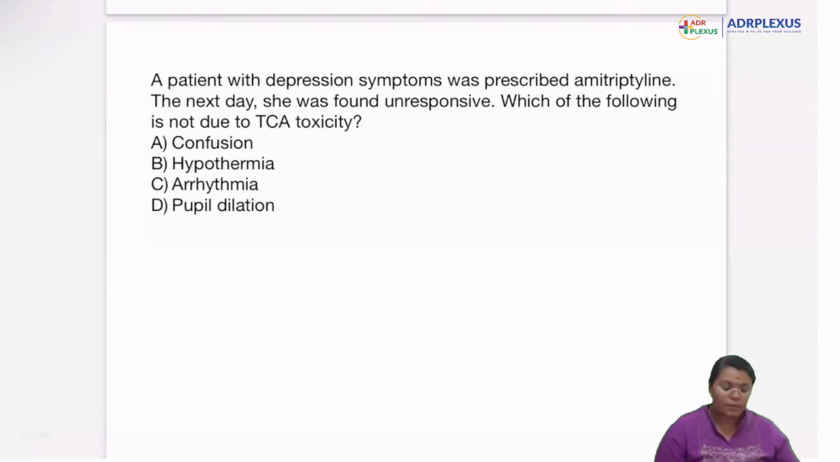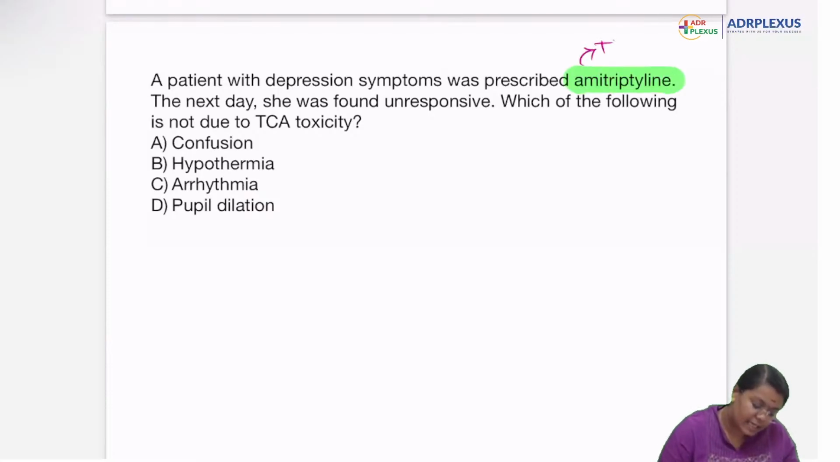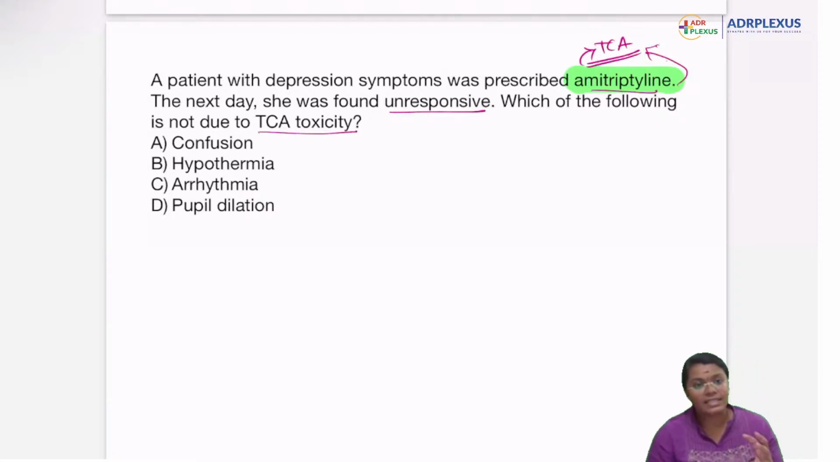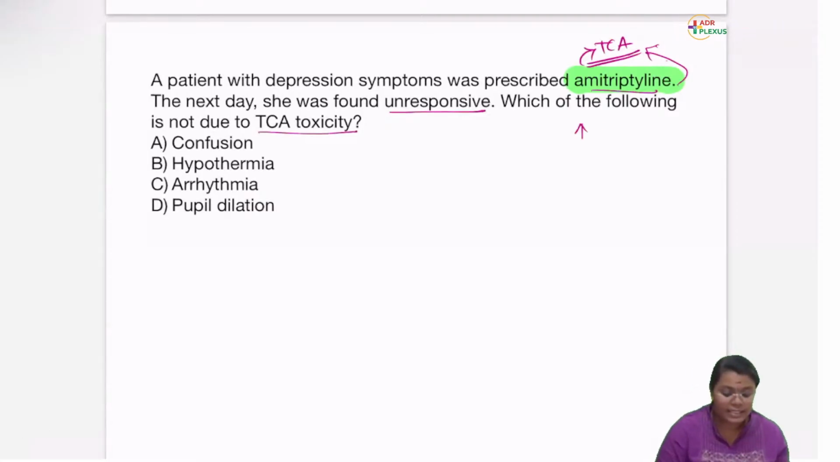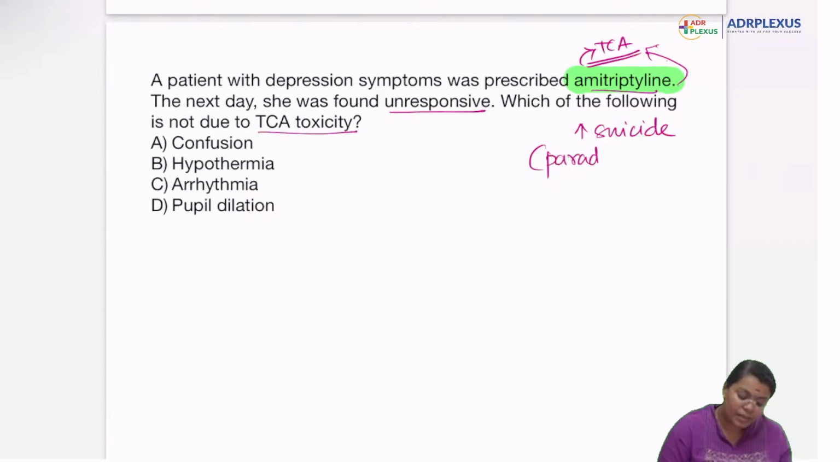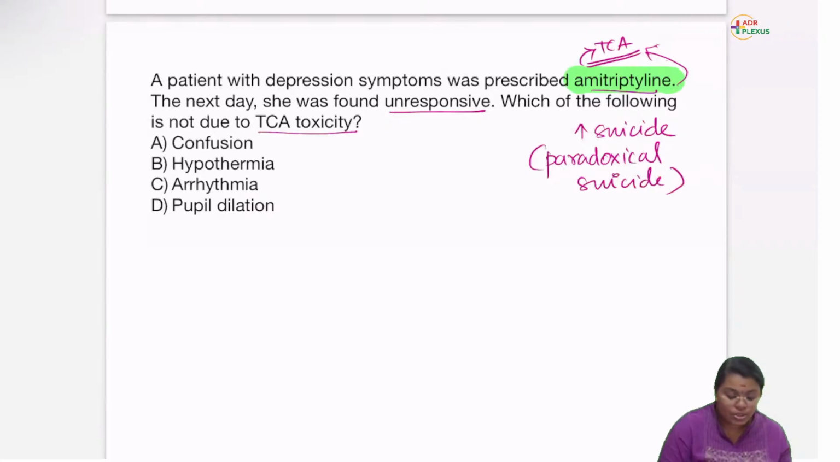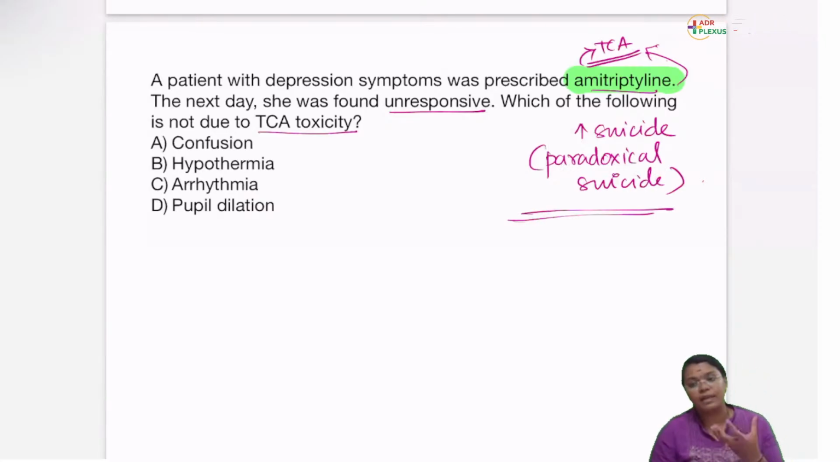Okay, now some questions. A patient with depression symptoms was prescribed amitriptyline. Amitriptyline is a tricyclic antidepressant. She was found unresponsive. So the following is not due to TCA toxicity. Amitriptyline is a tricyclic antidepressant, and in the initial stages of recovery, there is an increased risk of suicide, which is called paradoxical suicide. Correct?